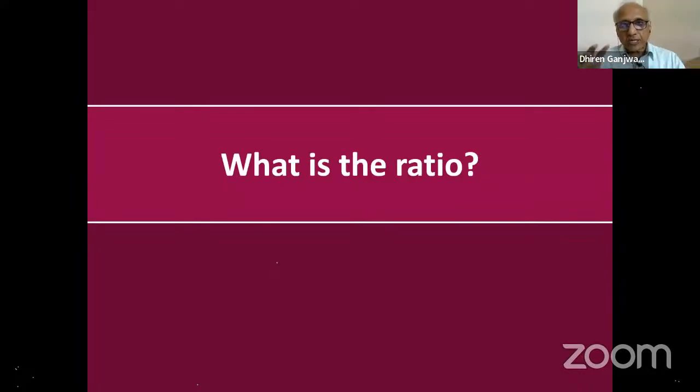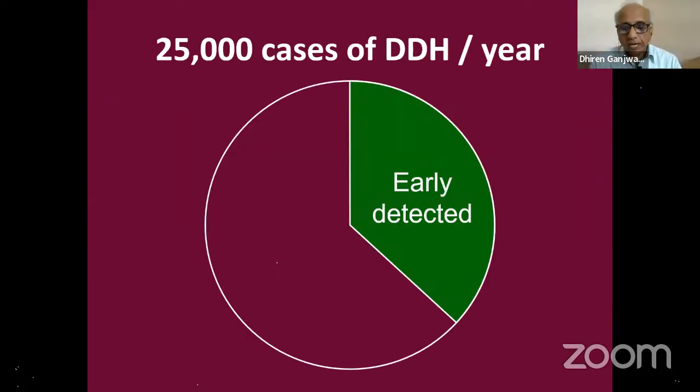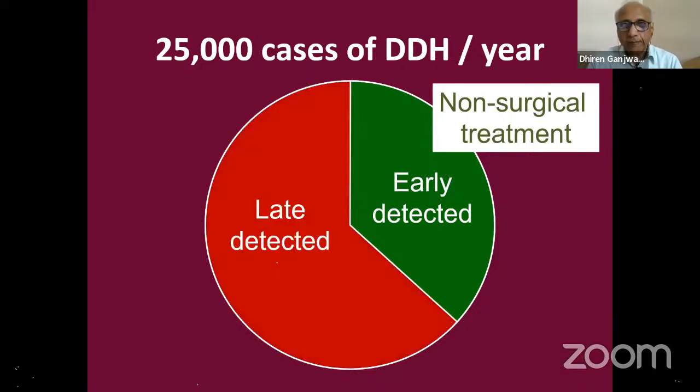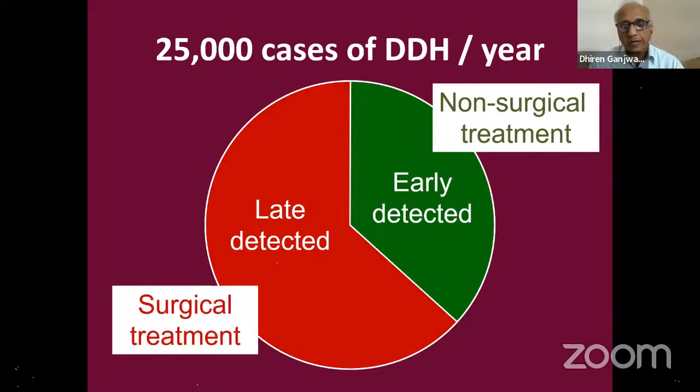So the next question is, what is the ratio of early detected and late detected cases? Frankly speaking, we don't have reliable data, but I've asked a few colleagues about their understanding of early detected cases versus late detected cases. And it comes to around 30 to 40% of the cases are detected early. And what Professor Nirmal Raj said, that the majority of the cases are detected late and they require surgical treatment. The early detected cases can be managed non-surgically, while the late detected cases require surgical treatment.